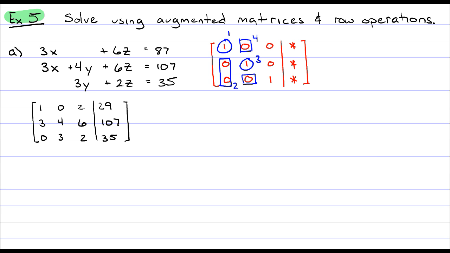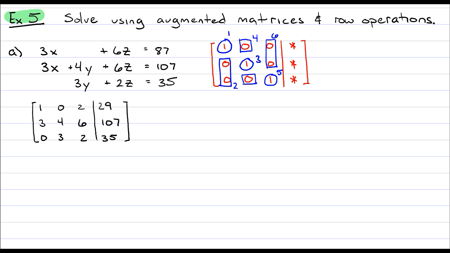Then we move on to the third column. Once again, our first priority is to get a 1 where we want it. Once we have that 1, we're going to use it to make these other entries 0. If we can get to this point, then we can read the solution off.